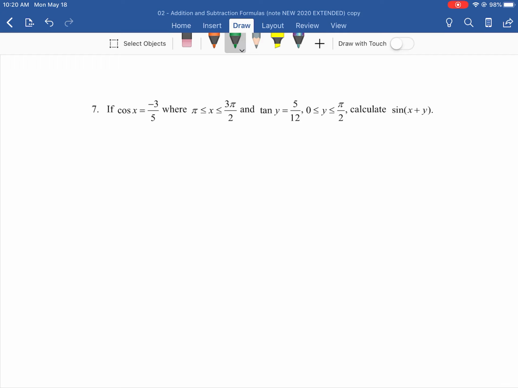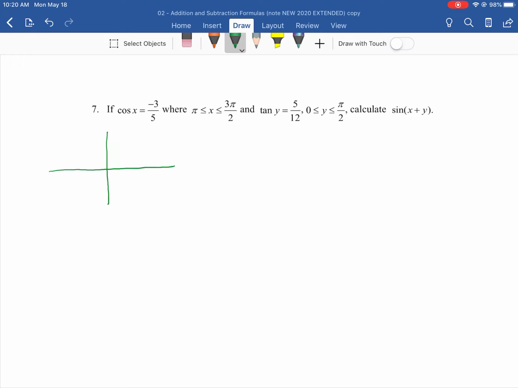Last question of the day, a very, very wild one. I've got to draw this out carefully so you can see what's going on here. This question said, if cos x is negative 3/5, where pi is less than or equal to x is less than 3 pi over 2. That's very confusing to start with. What are they talking about?